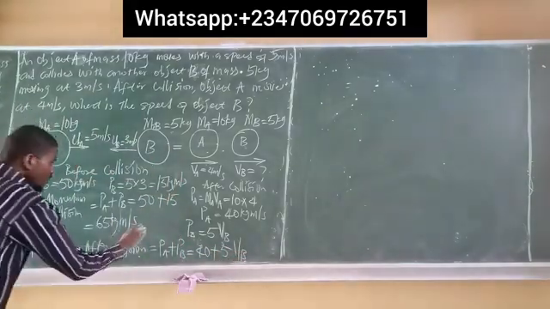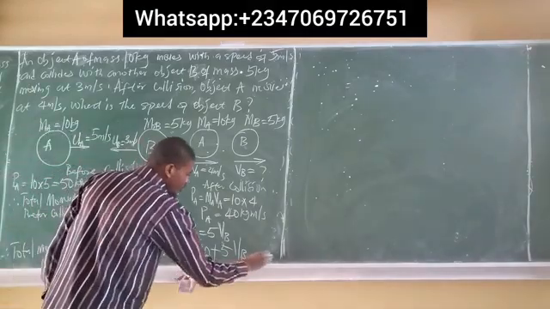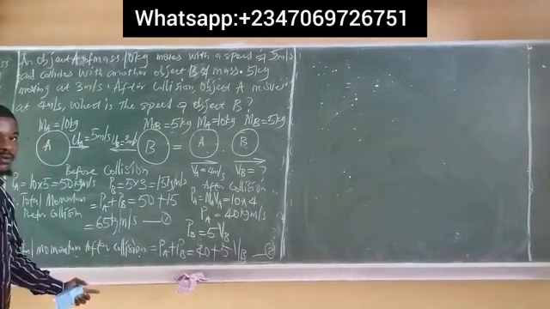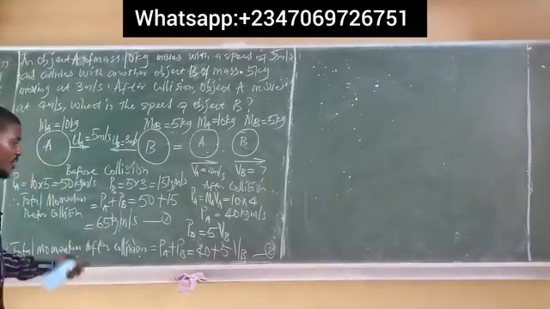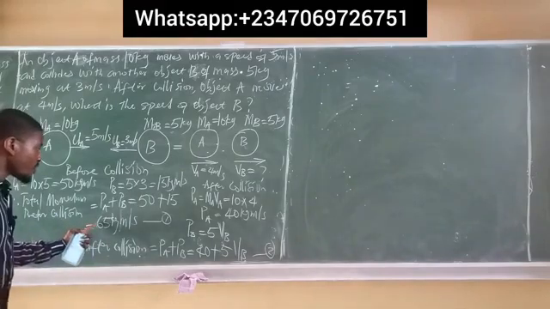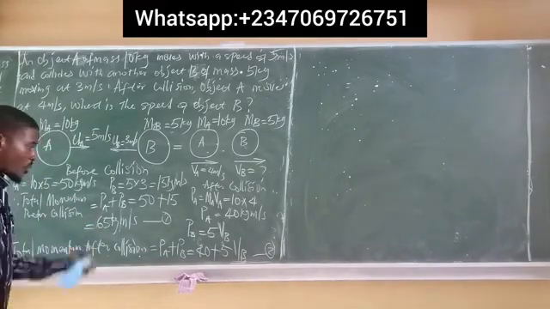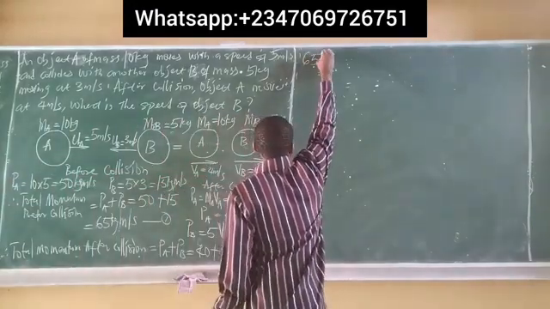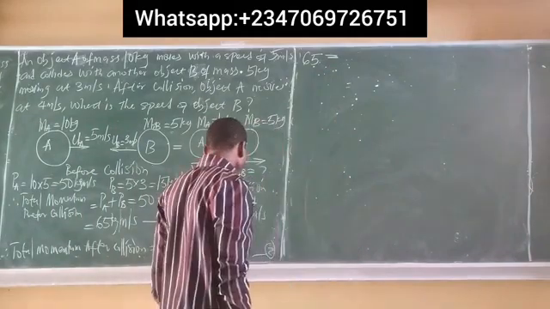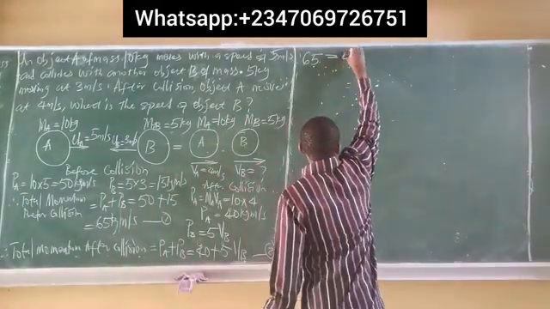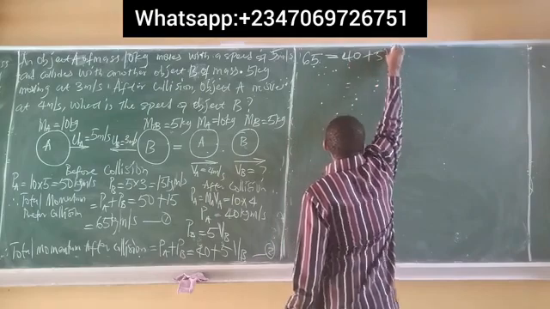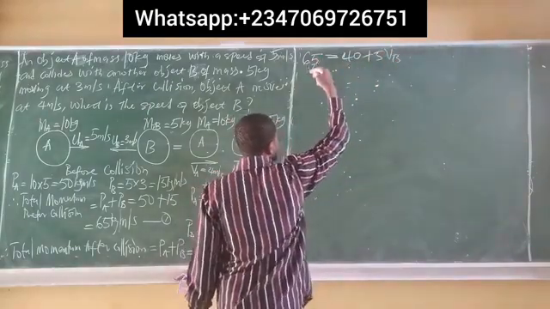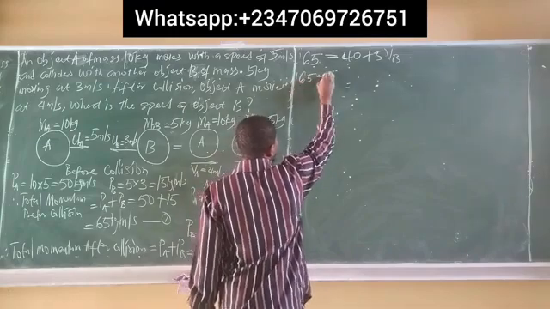Now, if we call this equation 1 and call this equation 2, if you wish, or you can simply state from the law, the two of them are equal. Linear conservation of momentum: momentum before collision equals momentum after collision. So we have to equate them together. That simply means that 65, which is total momentum before collision, is equal to 40 plus 5VB, which is momentum after collision.